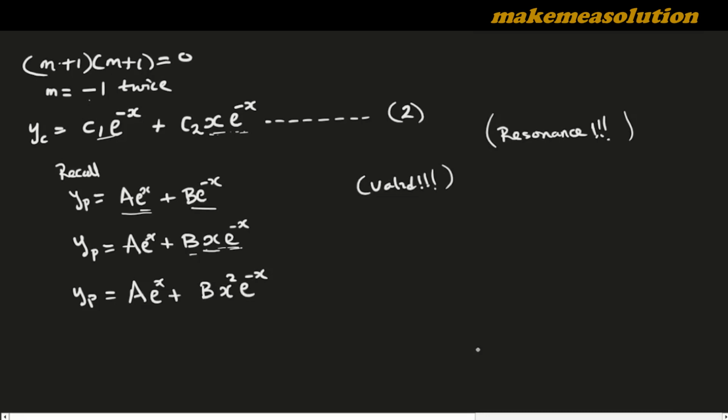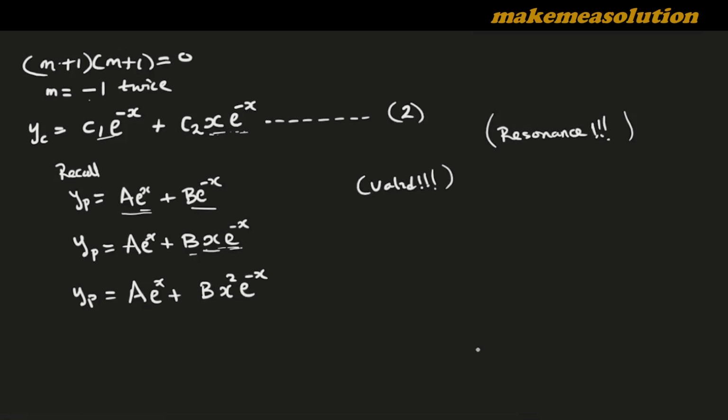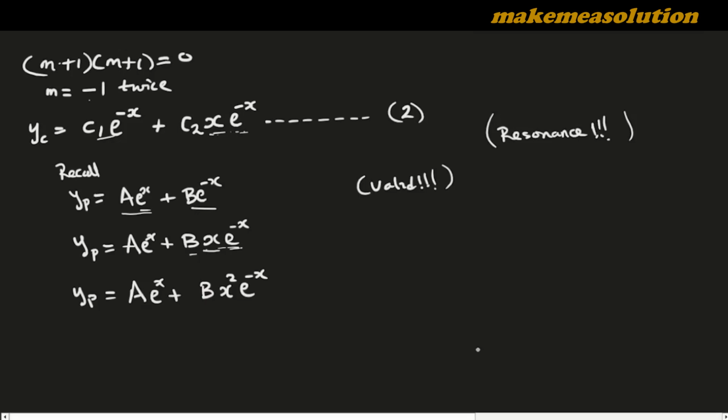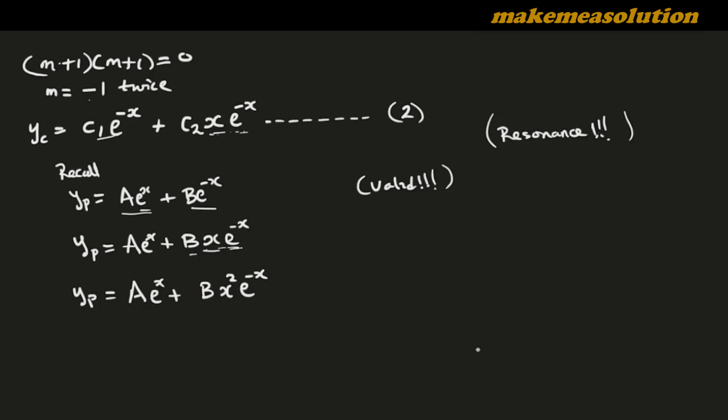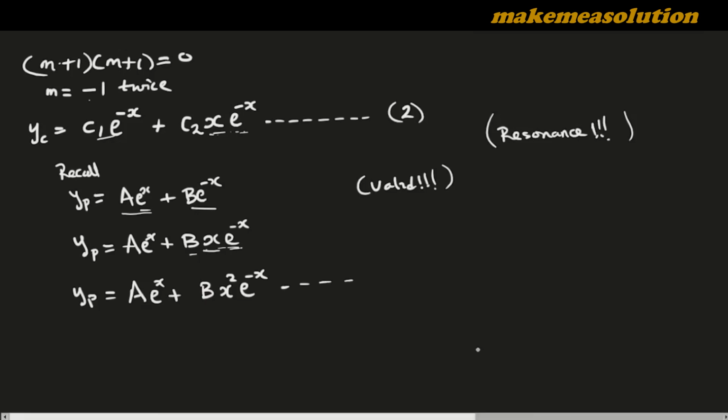Having offset yp in this particular way, you can now see that there is no repetition. Our yp is free of any term that repeats itself in yc. So you have to make sure that your yp does not have any term that repeats in yc. If there is any term like that, you need to offset by multiplying that term in yp with x, or with your independent variable. So this is the yp that we are going to be working with.